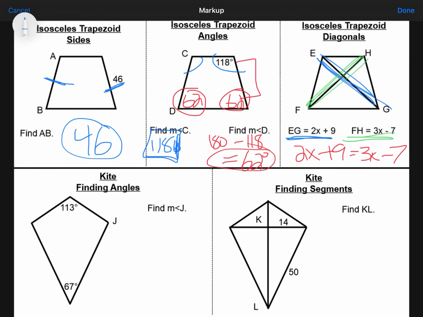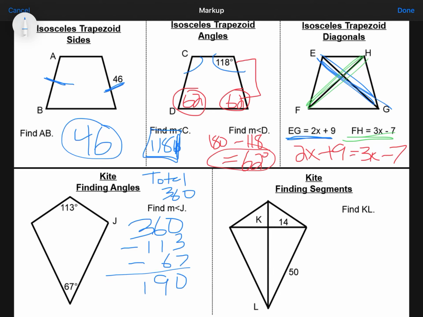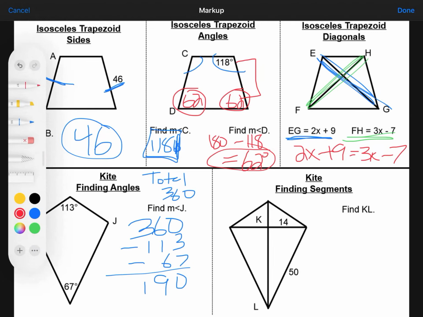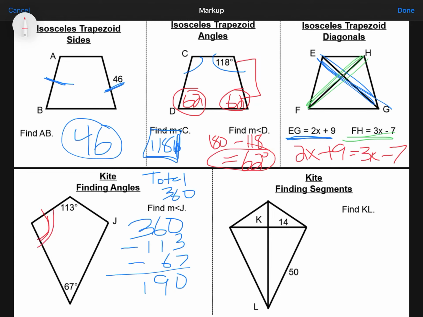Kites, we learned a couple different rules for them. You could do the isosceles triangle rule and divide them into two isosceles triangles, but we learned that the angles total 360. And so one of the easiest ways to do it is take 360 minus both the other angles. You're left with a weird big number, 190 here. And that's not the final answer because there's two angles left over that are congruent. This angle on the left in red is equal to this angle on the right in red. So you divide it by 2, and the answer is 95. Angle J is 95 degrees.